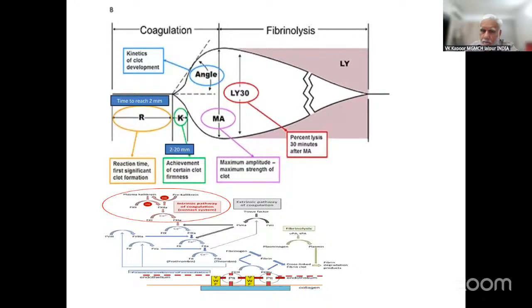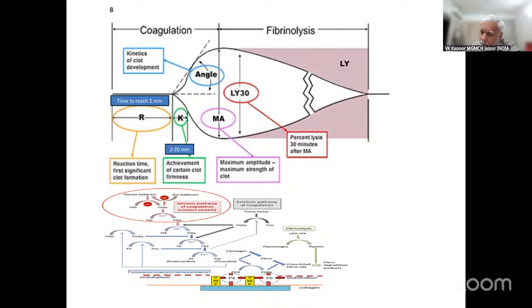It looks very complicated, but for the interpretation, I will make it simple. It creates this type of graph which has different values: R time, K time, angle, MA, and LY30. R means reaction time. It means the time to reach amplitude of 2 mm.